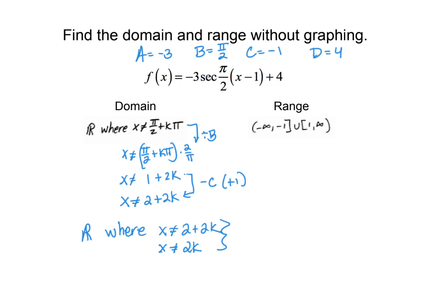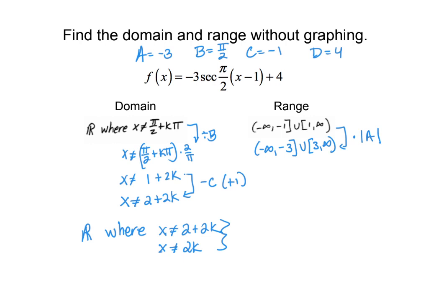Next, I would like to determine the range. So what affects the range? A and D. So first we've got to take this range and stretch it. It also reflects it, but when it reflects it really doesn't change where the range is. So we're just going to take this and multiply by the absolute value of A. So multiplying by 3, it takes these minimums and maximums and pulls them away from the x-axis by multiplying by the absolute value of A.